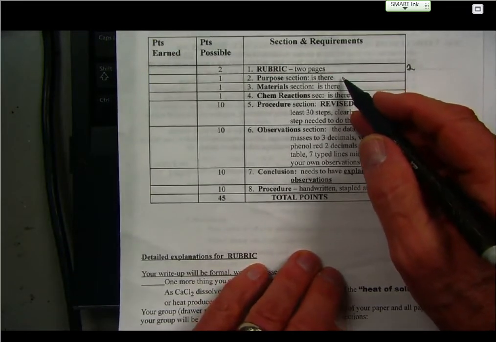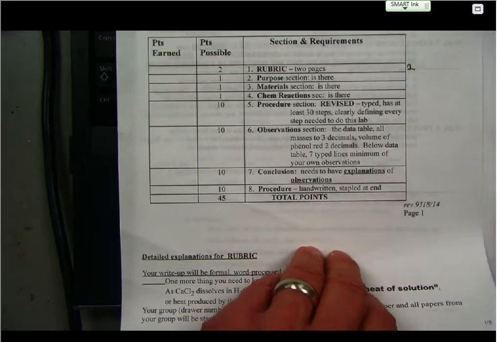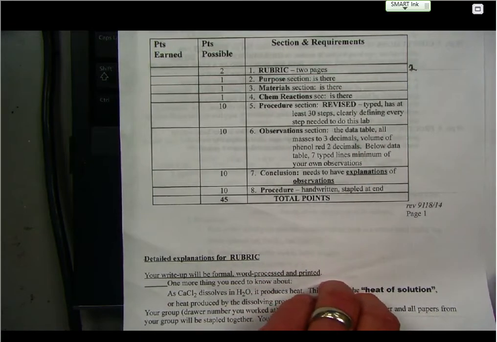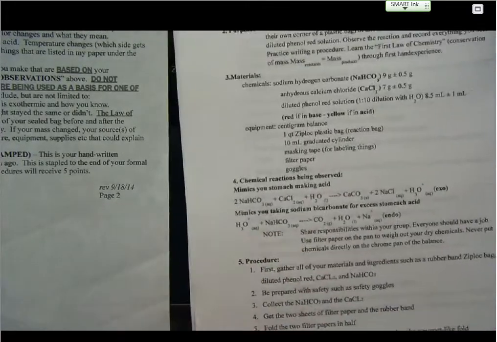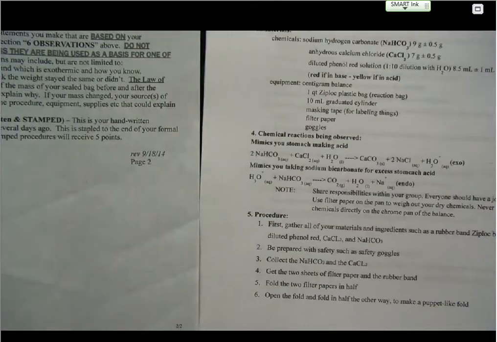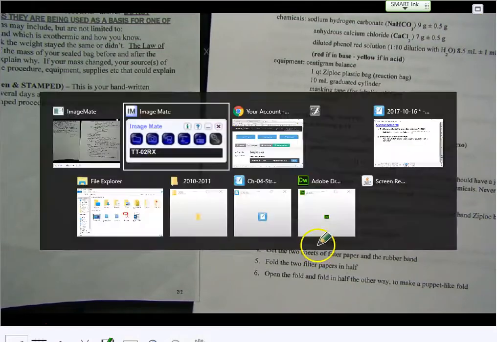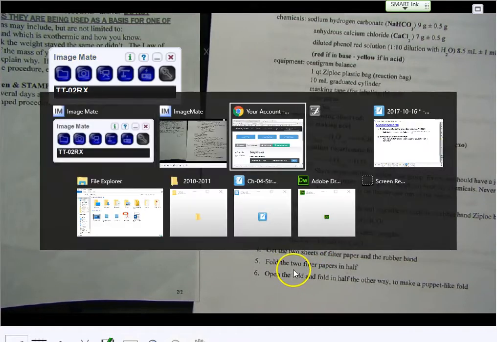Now the next thing that I'm looking at on the rubric is the purpose section. Where do we get that, folks? The lab sheet. The lab sheet that you used during the lab. And the link for that is right in the labs. Does everybody know how to get to labs? Okay. You go to the main menu on the front page. Let's do it here, so you can actually see it. Hopefully I can get to it. Here we go.